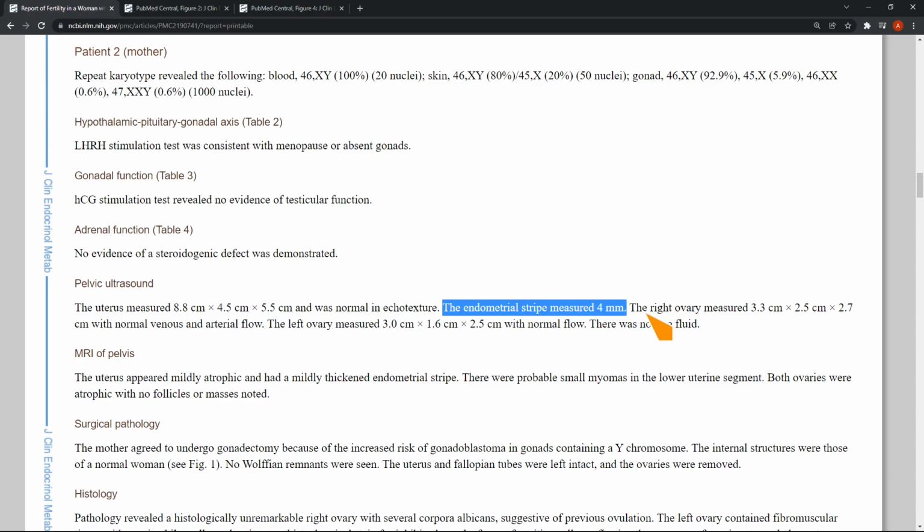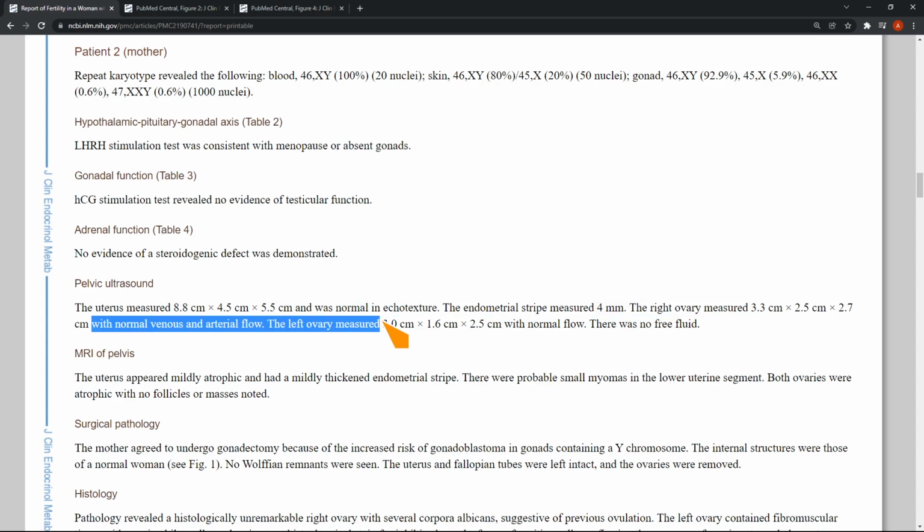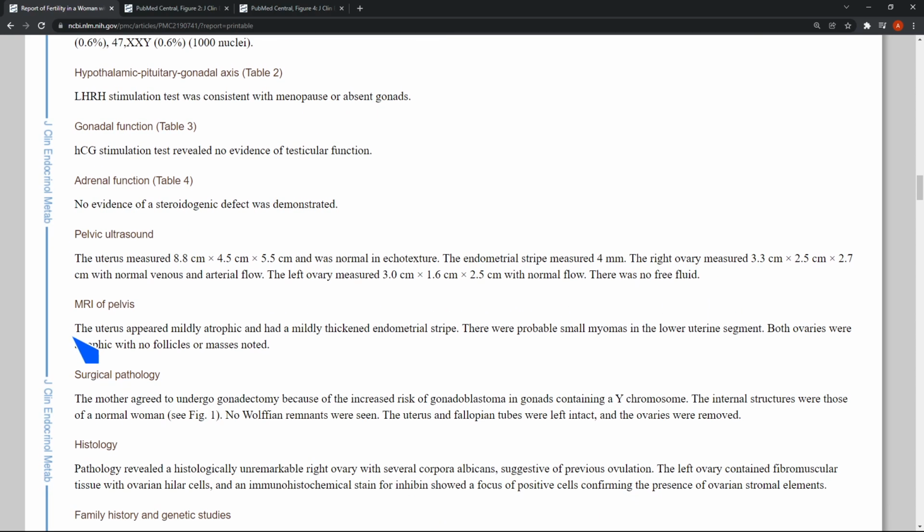And in women who are postmenopausal, this can be as small as 2 millimeters thick. They note that 4 millimeters is thickened. The right ovary measured this with normal venous and arterial flow, so it was totally fine. The left ovary was almost the same, with again normal flow. There was no free fluid, meaning the ovaries or everything else wasn't bleeding. Everything is good. MRI of the pelvis.